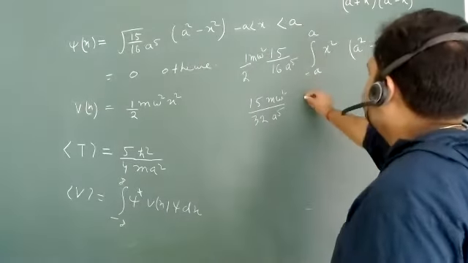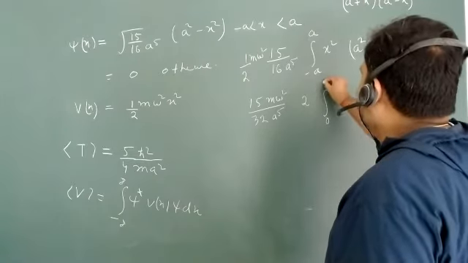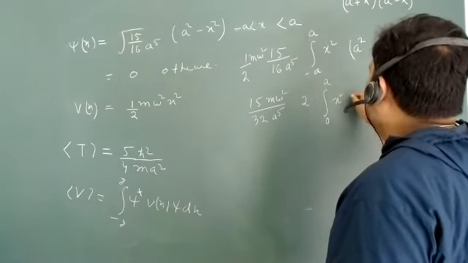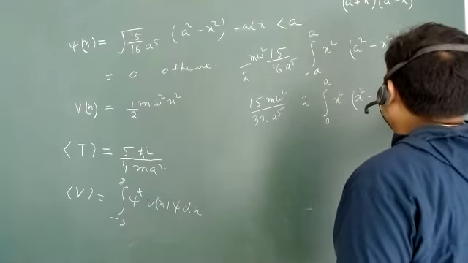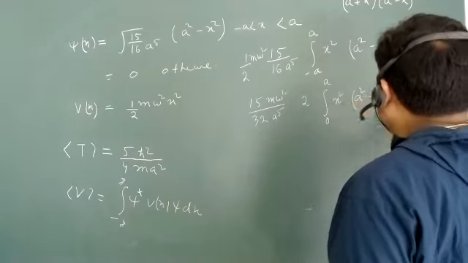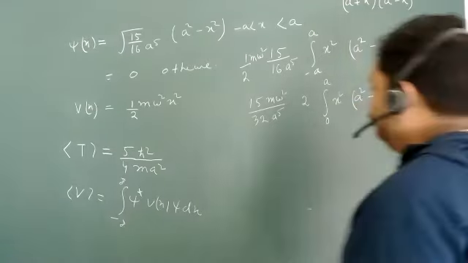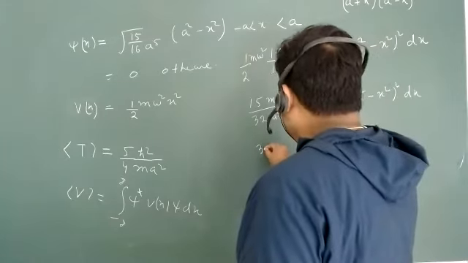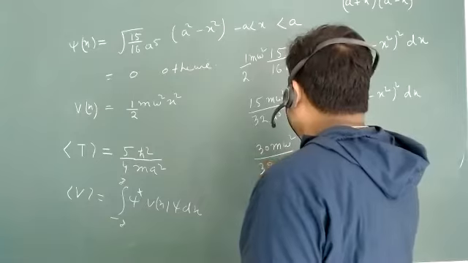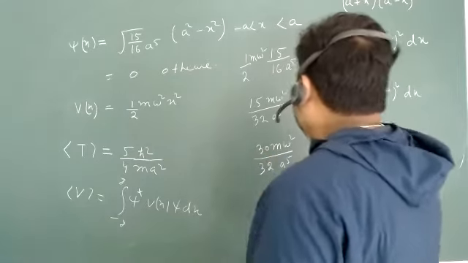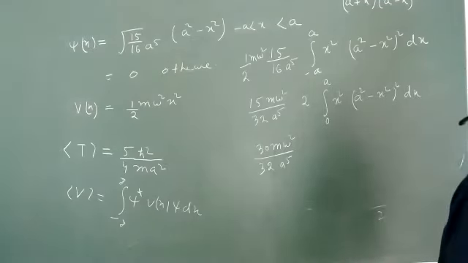I have to just go for 2 times the integral from 0 to a of x square times (a square minus x square) whole square dx. Now, it's a very simple algebraic equation, but we have to keep patience. Right? So that will be 30 m omega square upon 32 a^5. Okay, let's try to go for this integration.